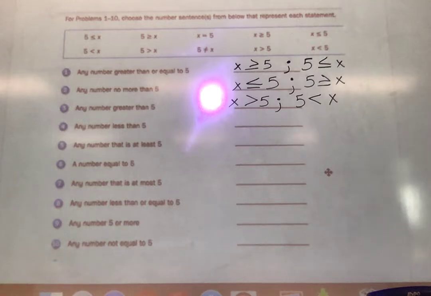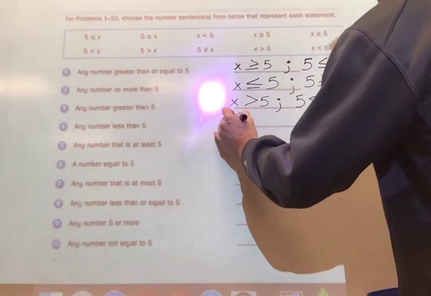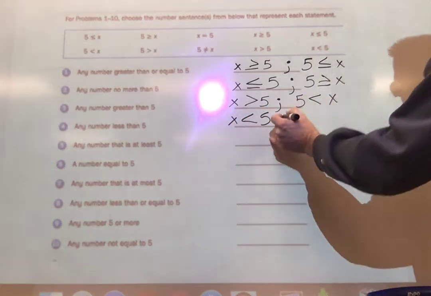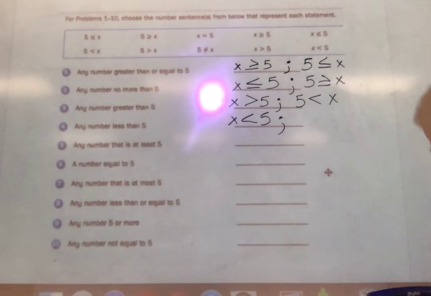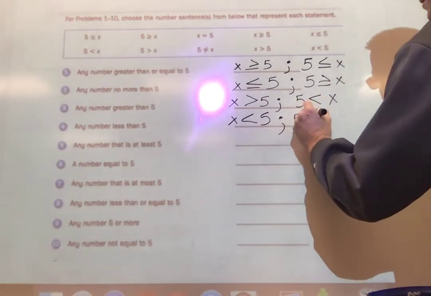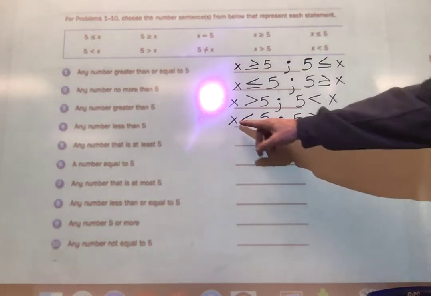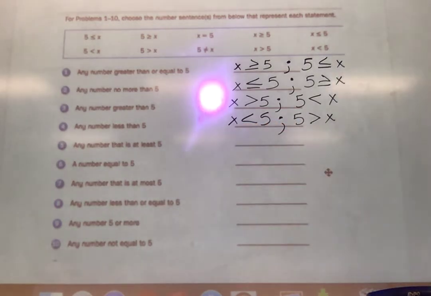Okay, number 4, any number less than 5. So I would say x is less than 5. And I can also reverse that and say 5 is greater than x. Okay, 5 is bigger than x. X is still smaller, just like in here. Okay, so both those answers are correct.